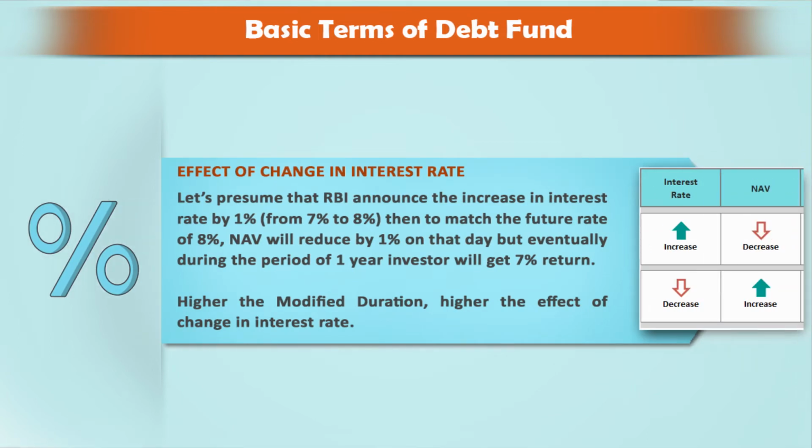Third is the effect of change in interest rate. Let's presume that RBI announced an increase in interest rate by 1%, from 7 to 8. Then to match the future rate of 8%, NAV will reduce by 1% on that day, but eventually during the period of 1 year, the investor will get 7% return. So in summary, the higher the modified duration, the higher the effect of change in interest rate.